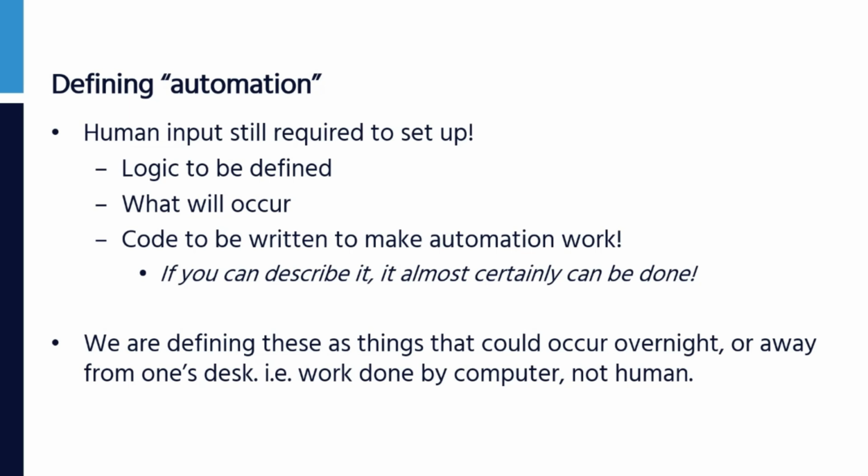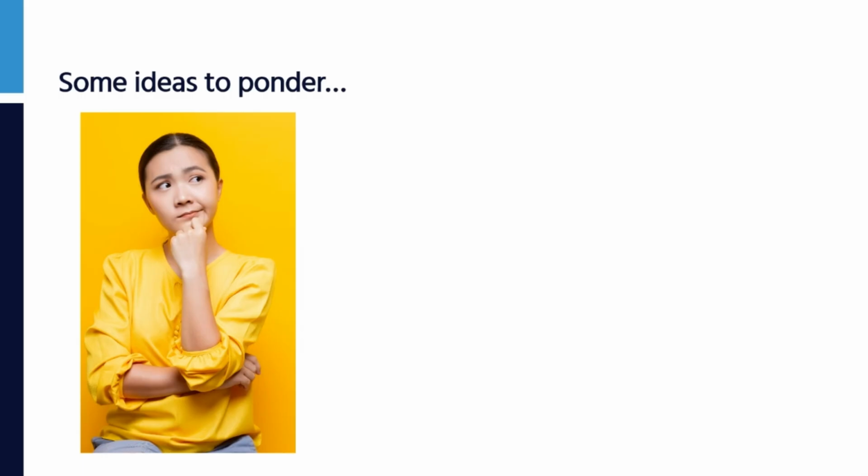And also we're defining automation here, at least primarily, as something that could occur overnight, away from one's desk. Or maybe while you're at your desk, but without your input, something that's happening every 15 minutes, for example. But anyway, now we've got that definition out of the way, let's discuss a few ideas.